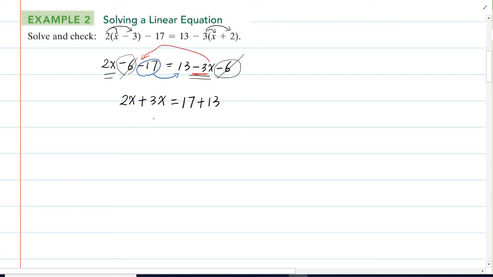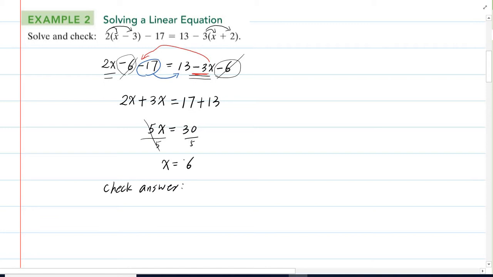2x plus 3x is just going to be 5x. And then here we're going to have 30. So divide by 5 on both sides, and you're just going to have x equal to 6. Again, you can check your answer by plugging this in. Let's do this really quick.